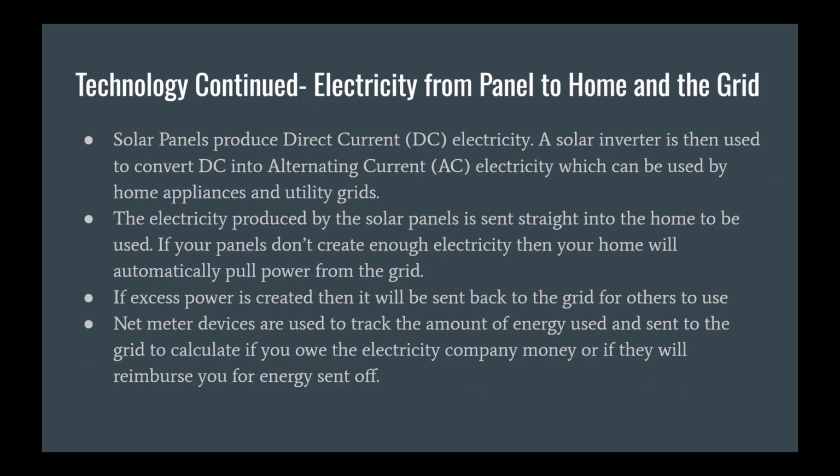The electricity produced by solar panels is sent straight into the home to be used. If your panels don't create enough electricity, then your home will automatically pull power from the grid. If excess power is created, then it will be sent back to the grid for others to use. Net meter devices are used to track the amount of energy used and then sent to the grid to calculate if you owe the electricity company money or if they will reimburse you for your energy sent off.